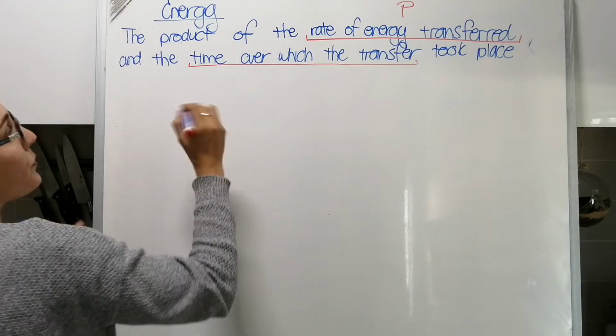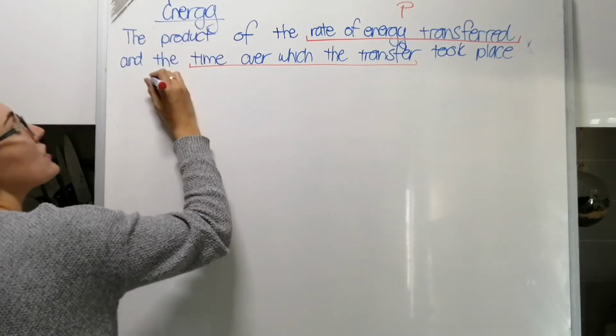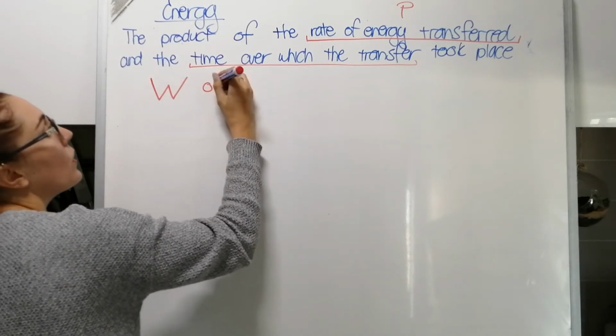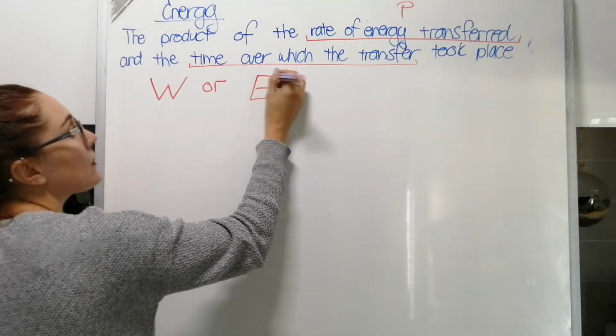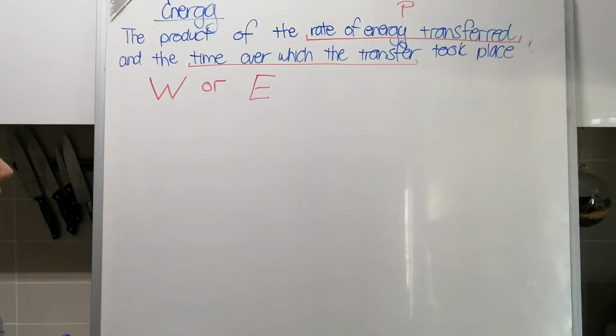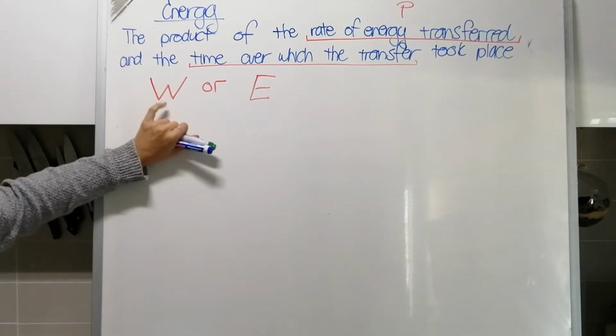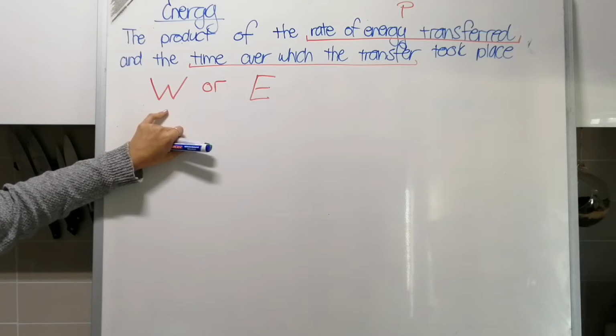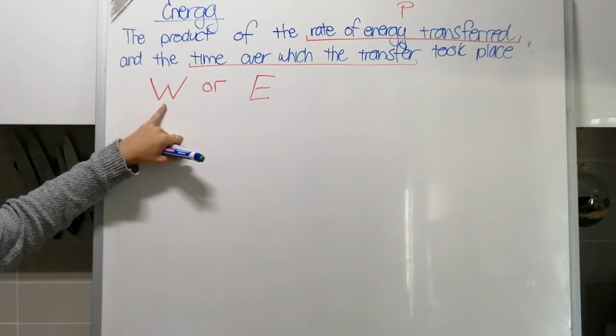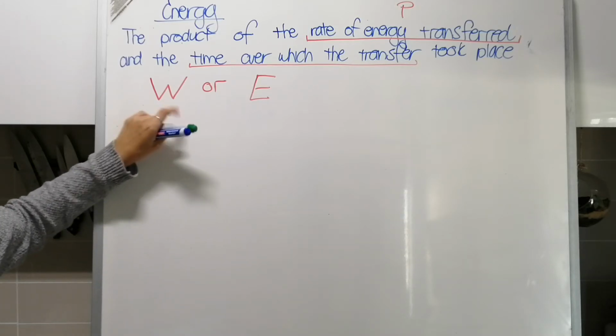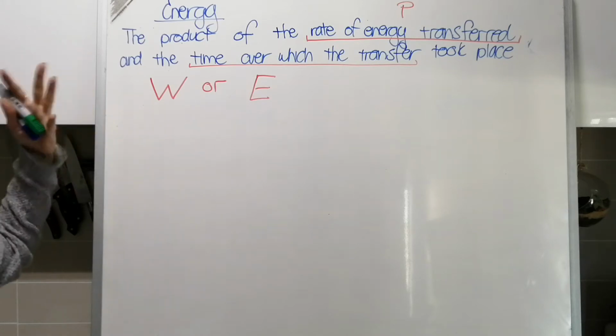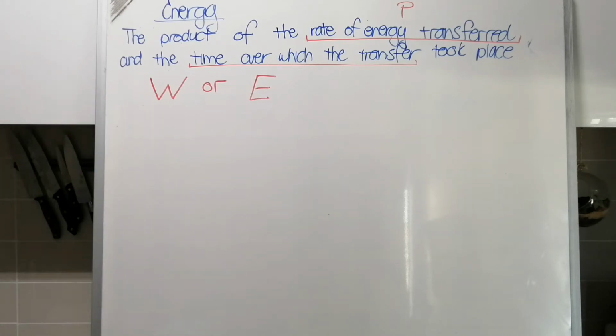Okay, before we can do the formula, we need a symbol. The symbol for energy is W or E. Usually it's E, I don't know why, but in electric circuits on your formula sheet it's a W. So I'm going to stick with W so you don't get confused when you get to your exams. On your formula sheet they use a W in circuits for energy, so we're going to stick with that.